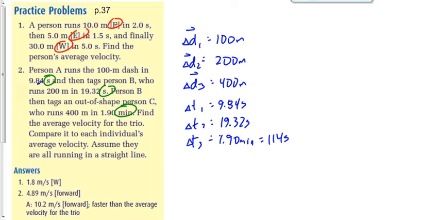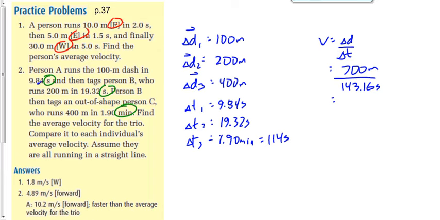Okay, we want to find, let's say, the overall average speed. We're going to say distance over time. We're going to say it's 100 plus 200 plus 400 is 700 meters over a time of, anybody have that total time? 143.16 seconds, thank you.